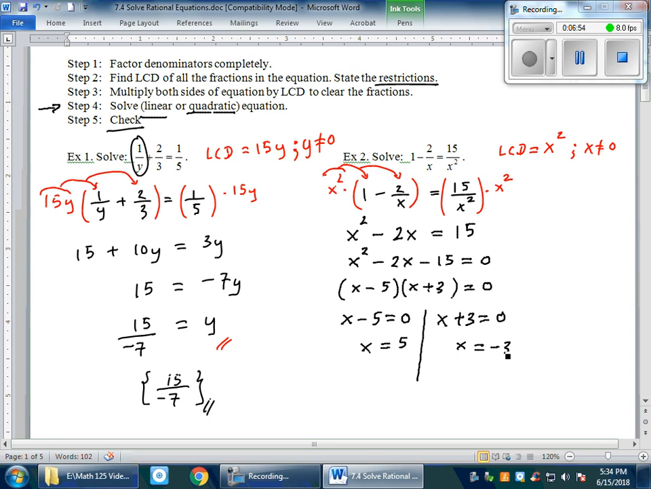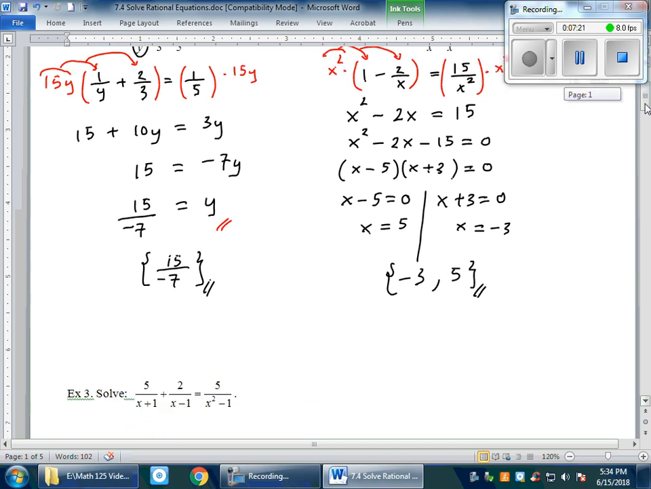And the last step, very important, you need to check, because x equal to 5 and x equal to negative 3 are possible answers. And we need to make sure these two possible answers are not in the restriction. Since both of these values are not the restriction, I can say that I have two solutions in this example. Moving on to the next example.